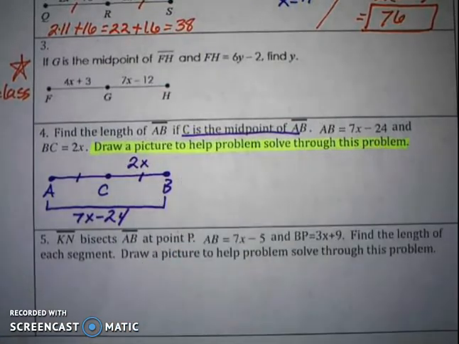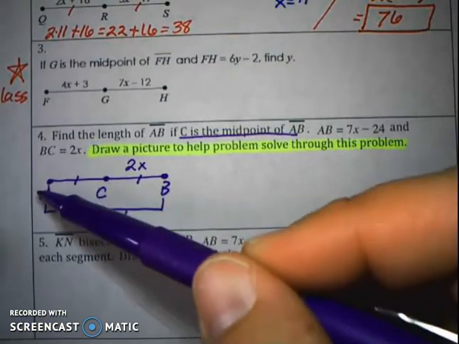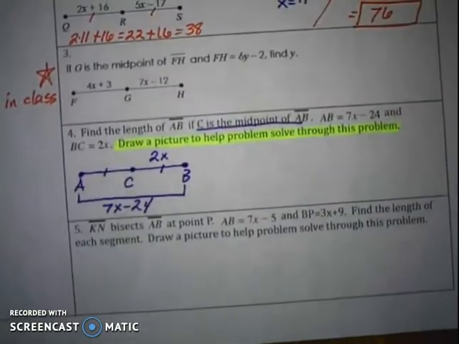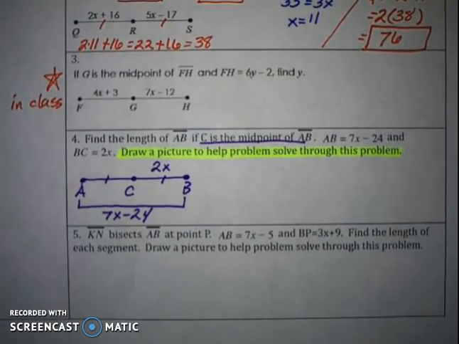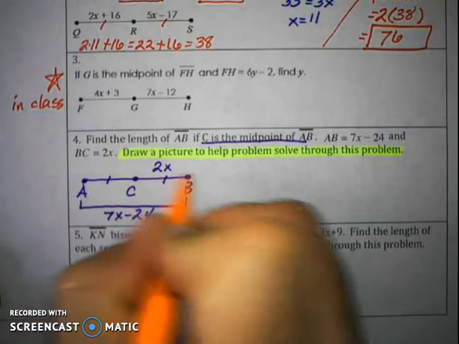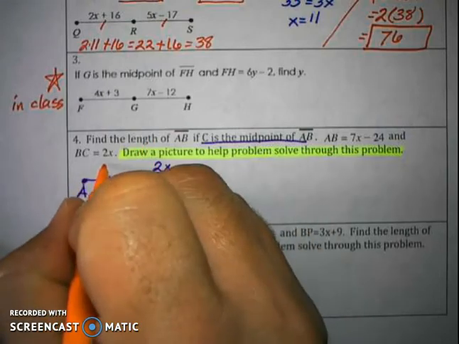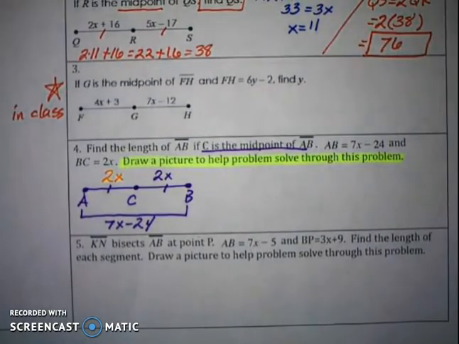And it looks like we're missing some of the information. However, since this is the midpoint, if AB is, not 2x, sorry, I didn't mean to hit the camera there. If AB is 7x minus 24, and BC is 2x, then AC is also 2x. I can call both of those 2x, because they're congruent to each other, since C is the midpoint.